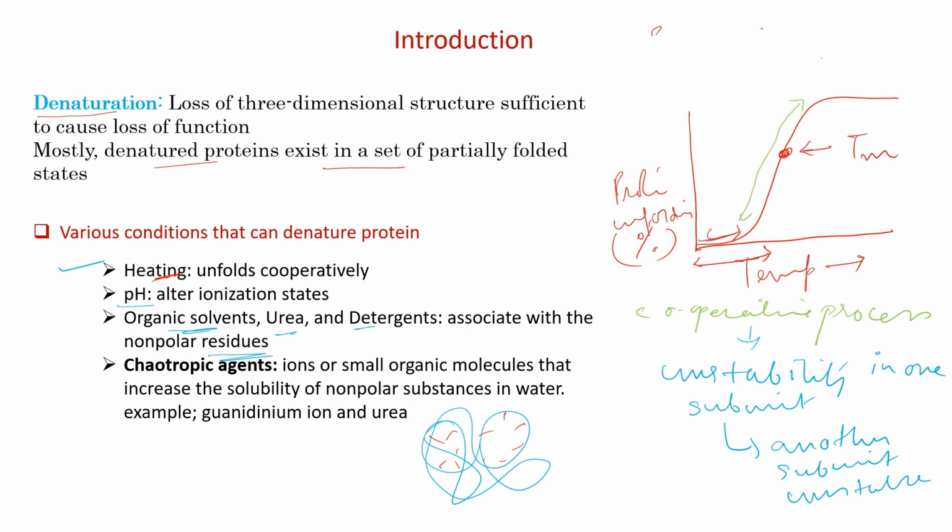There are other ions and small molecules that increase the solubility of nonpolar substances in water, for example, guanidinium ion and urea. If the nonpolar substance becomes soluble in water, again the core will get disrupted. So these are a few denaturants that can denature protein. But as the protein tertiary structure depends upon its primary structure, as soon as the denaturants are removed from its environment, it will again fold into its native conformation.